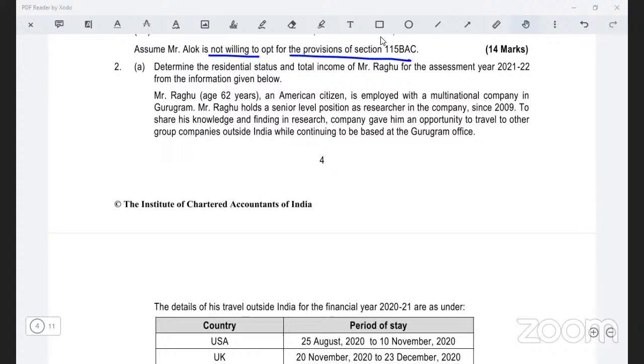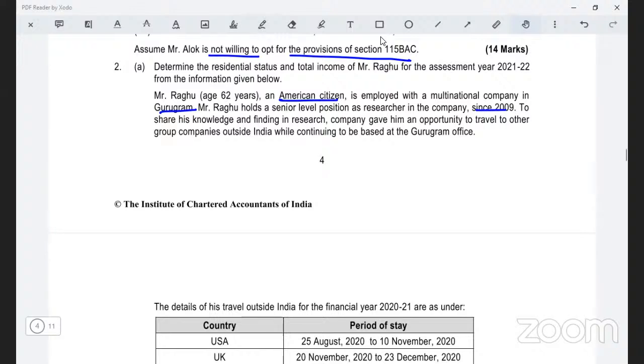Mr. Raghu, aged 62 years. He is 62 years old, which indicates he is a senior citizen. He is an American citizen. He is employed with a multinational company in Gurugram. Mr. Raghu holds a senior level position as researcher in the company since 2009. To share his knowledge and findings in research, the company gave him an opportunity to travel to other group companies outside India while continuing to be based at the Gurugram office.